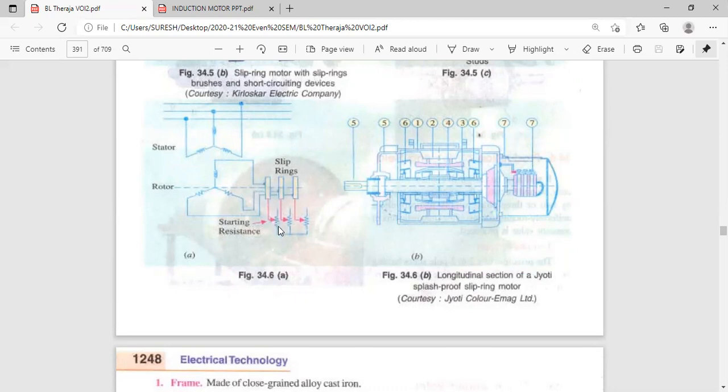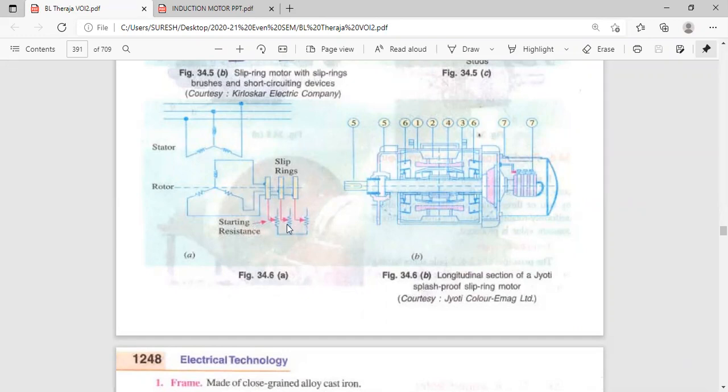These slip rings are connected to external resistance. We can add some external resistance in a slip ring induction motor. In the three rotor windings, they are adding three resistances, external resistance. But in squirrel cage, there is no provision to add external resistance; these three rotor windings are short circuited.